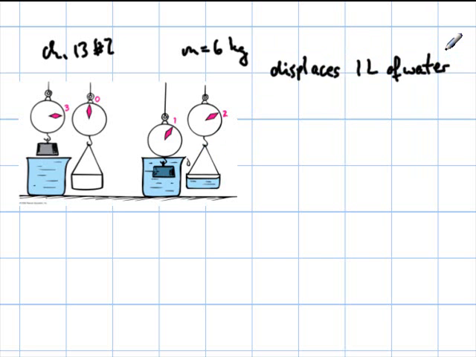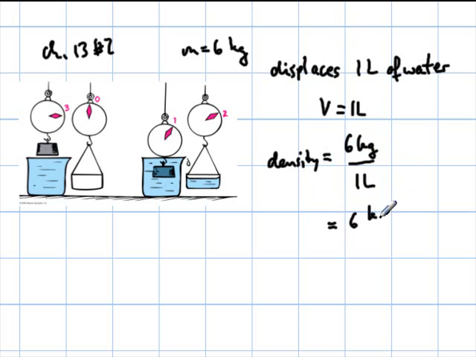And an object that sinks will displace a volume of water equal to its own volume. So that means as it displaces 1 liter of water, its own volume is also 1 liter. So we do the density is 6 kilograms divided by 1 liter, which comes out to 6 kilograms per liter, or 6 grams per cubic centimeter.